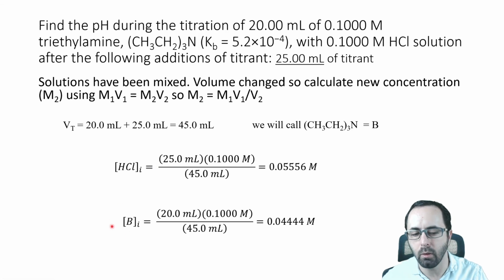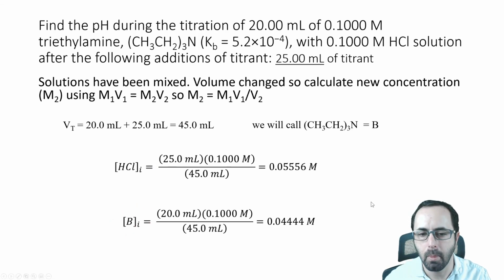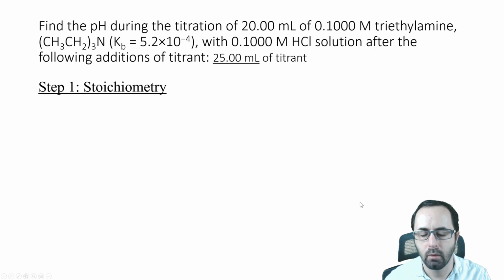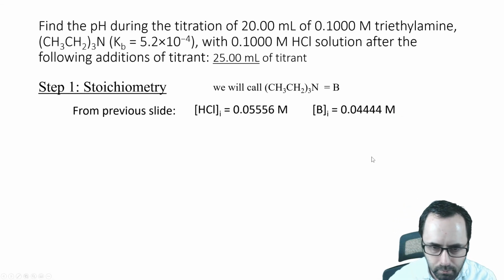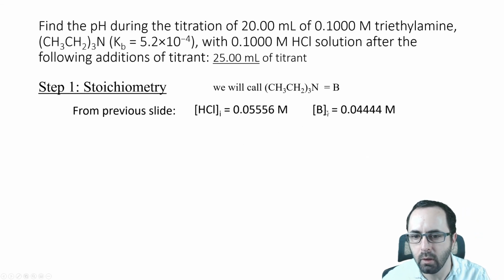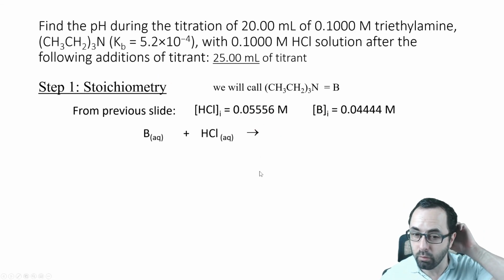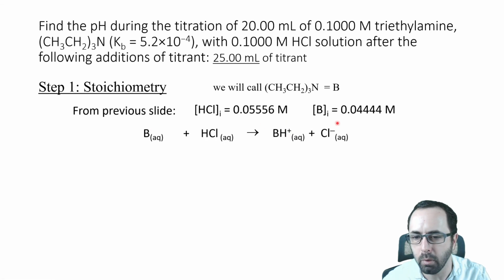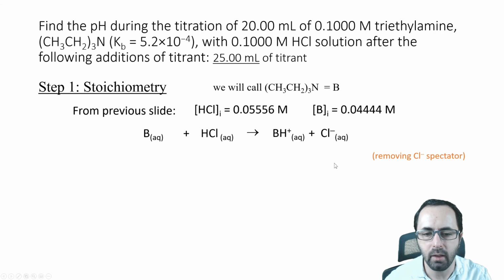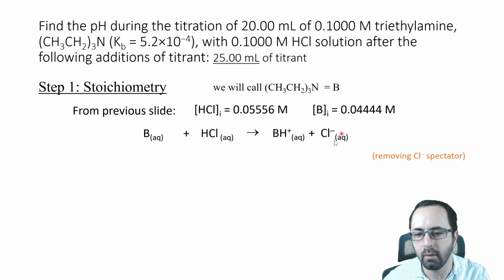Okay, so our reaction here. Well, let's get our concentrations from the previous slide. For HCl it was 0.05556. For the weak base, triethylamine, it was 0.0444 molar. Our reaction is going to be the neutralization, weak base plus the strong acid, for our stoichiometry. And we assume 100% reaction of the strong acid. Okay, and this is going to donate the proton. Again, we'll get BH plus and chloride ions. Again, it's kind of nice if we remove the spectator chloride ions. That will leave this as H plus, and the chloride will go away.